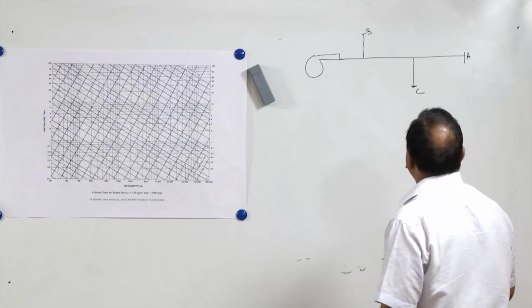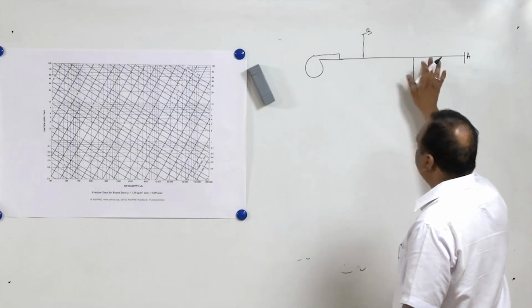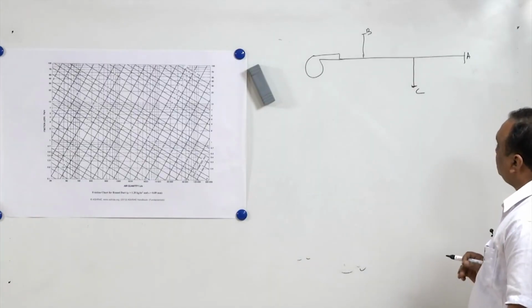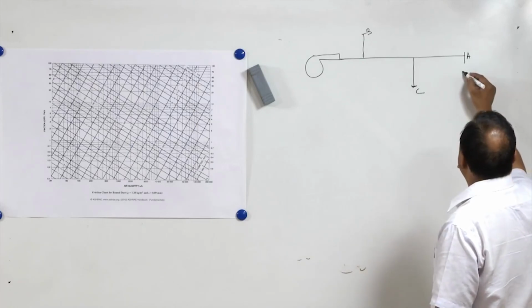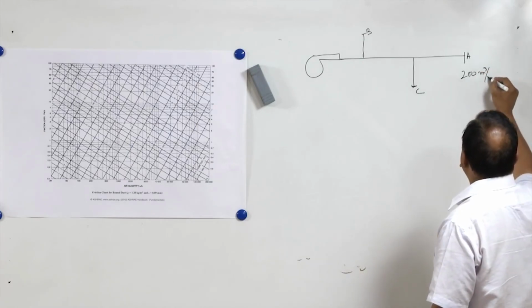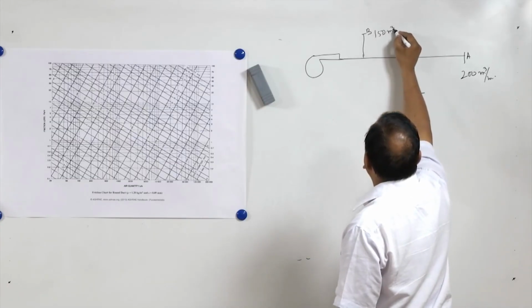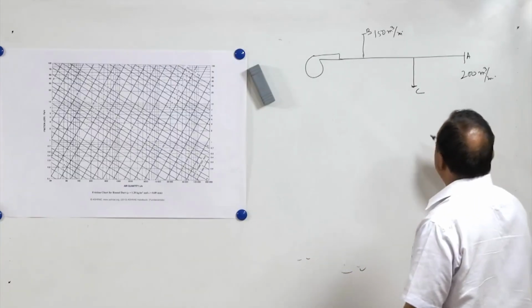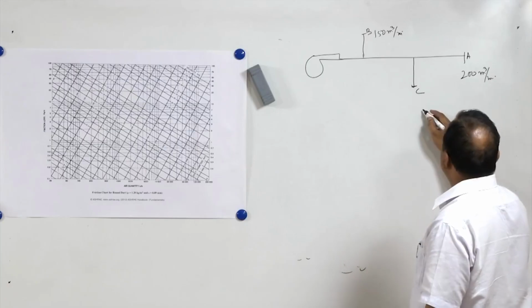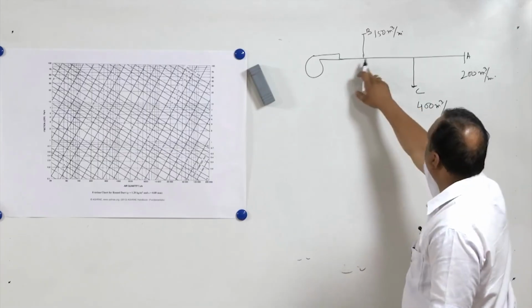Now suppose in this duct network we can have, okay, let us take the simple example. Now here in this case I want to have certain discharge. Let us say here 200 meter cube per minute. At B, let us say 150 meter cube per minute. Here we can take let us say 400 meter cube per minute. So there are three openings.